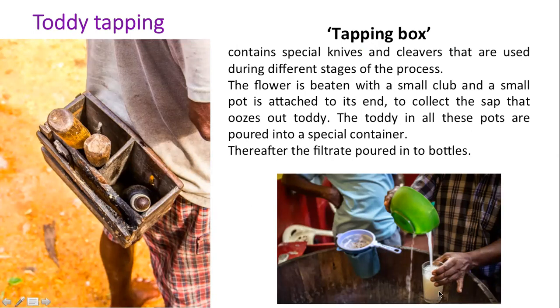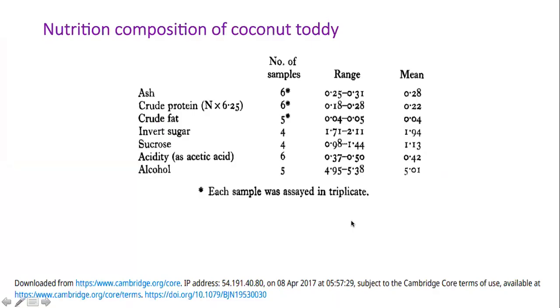You can see the texture of toddy. It's somewhat a lighter color. And the nutrition composition is also very important. You can see the alcohol percentage is around 5, right? It's not exceeding in your toddy, but in some industries, they are adding adulterants, like some disprin. You can see they are adding disprin-like chemicals to increase the alcohol percentage, right? And the acidity is somewhat around 0.4.